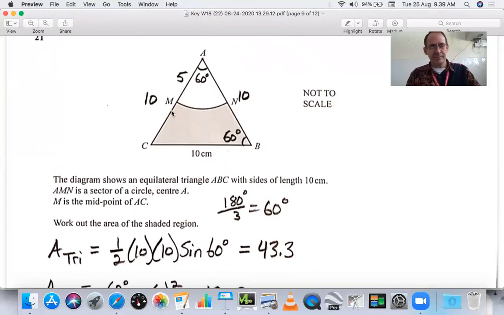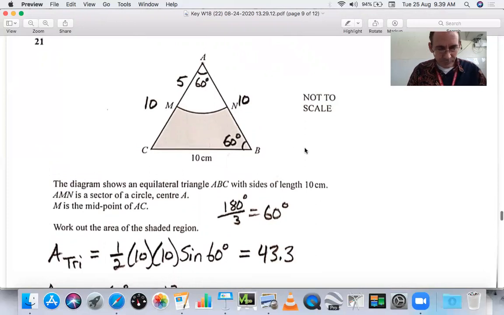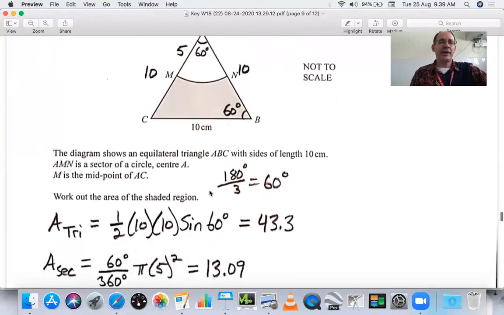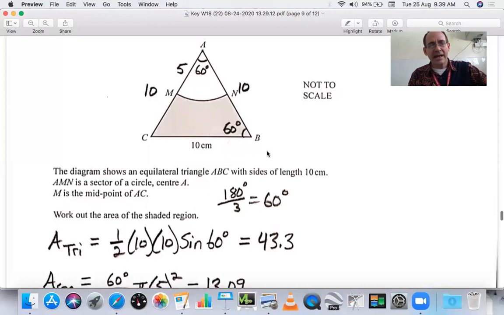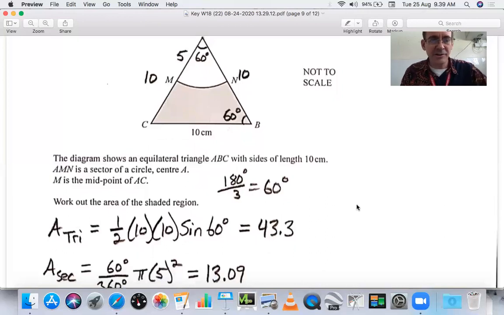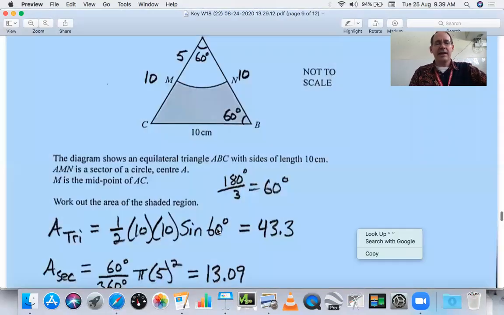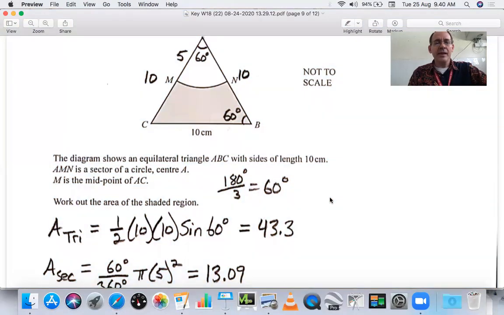And of course, we don't have a geometric formula for this weird shape here. But we do have formulas for triangles and for sector area. So the area of a triangle, now I could have done 1/2 base times height. I could have divided this by 2 and done 5 and 10 and did the Pythagorean theorem to find the height. But I wanted to take the opportunity to show you that triangles also have a trigonometric formula, especially since this is equilateral. We know that the angles are all 60 degrees, and because it's equilateral, we also know all the sides.